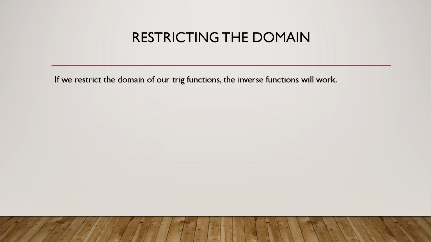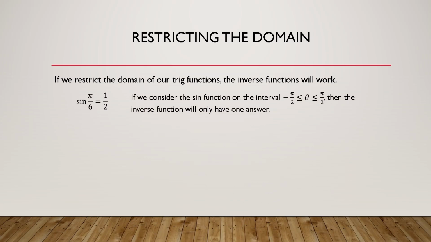If we restrict the domain of our trig functions, the inverse functions will work. Let's take our same sine function, sine pi over 6 equals 1/2. If we consider the sine function on the interval from negative pi over 2 to pi over 2, then the inverse function will only have one answer. The inverse sine of 1/2 equals pi over 6.